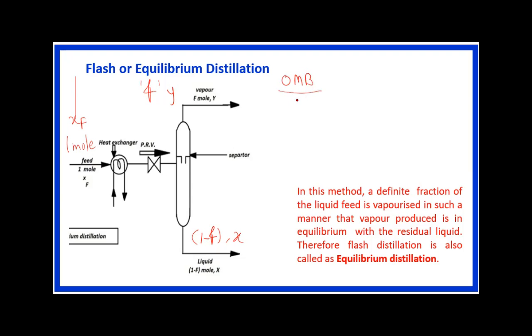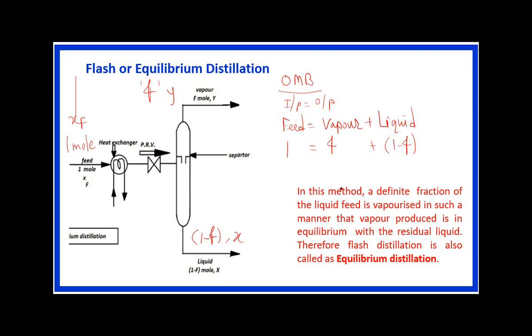If we assume the overall material balance for this separator, then we can consider it as input is equal to output. That is the basic equation of mass balance. So input is feed and the outputs are vapor and residual liquid. So feed now we assume as 1 mole and the vapors are F and the liquid is 1 minus F.